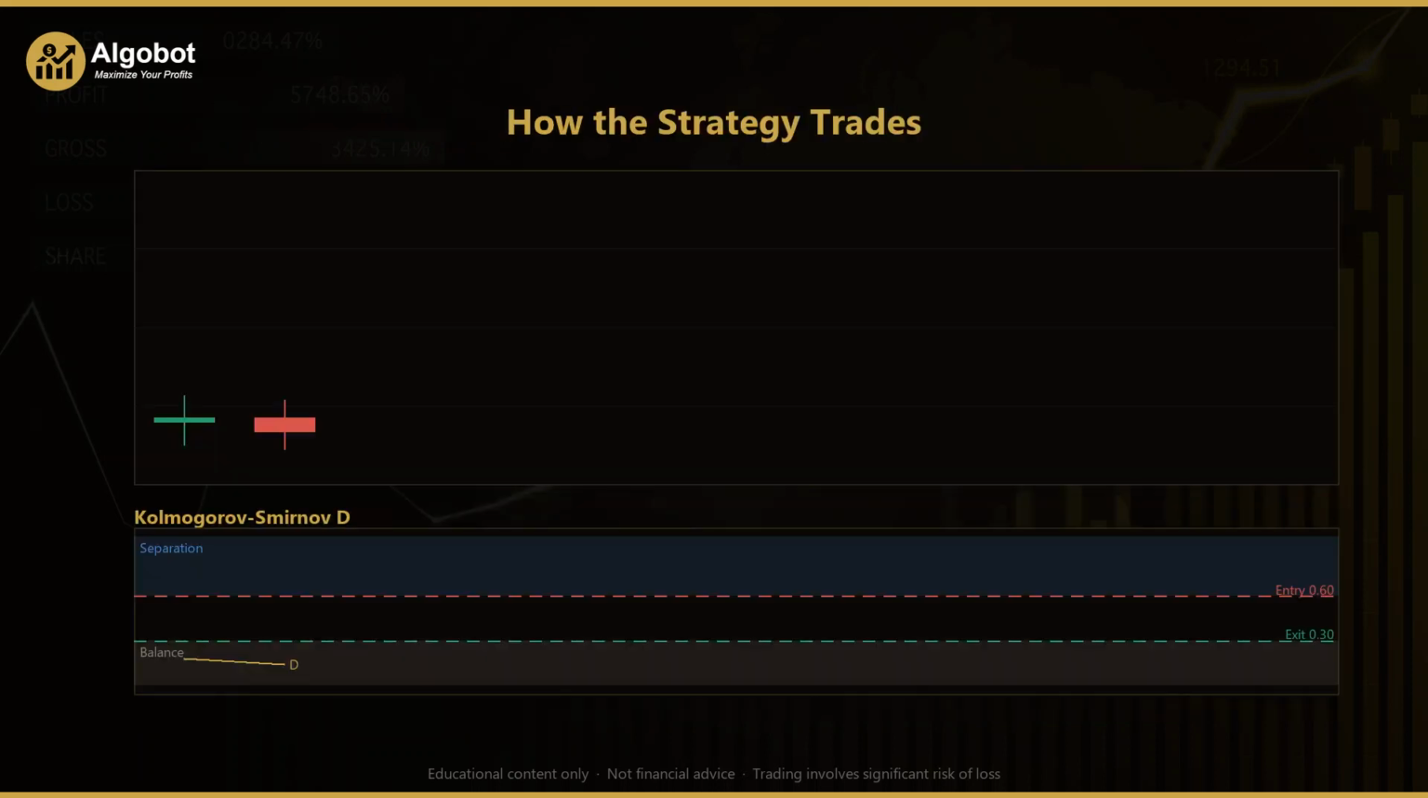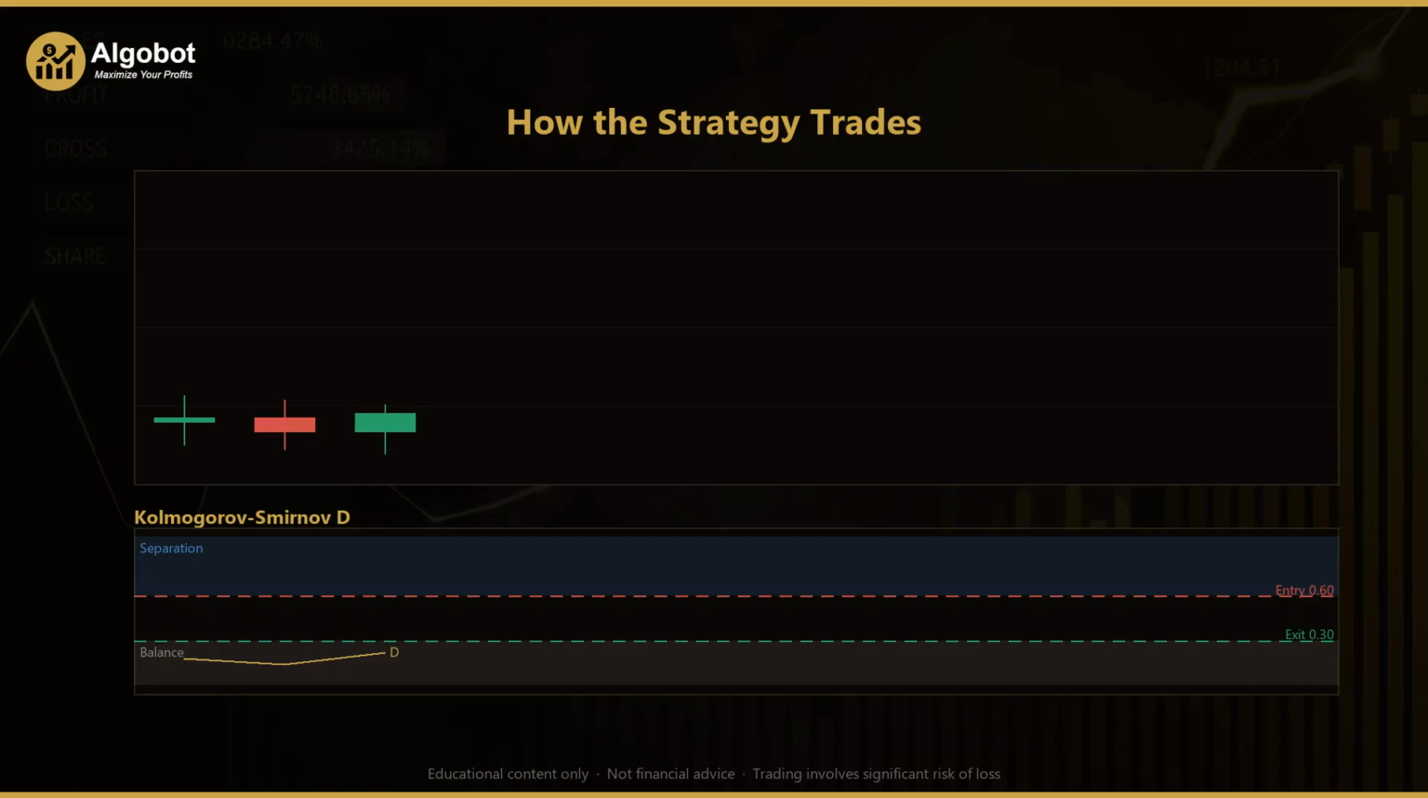Now let's bring this to life on a chart. On screen, you can see a series of candles up top, and beneath them a subpanel plotting the Kolmogorov-Smirnov statistic D, our separation gauge. It runs from 0 at the bottom to 1 at the top. Two dashed lines mark the key levels, the entry line at 0.60 and the exit line at 0.30. Watch how the panel and the candles move together.